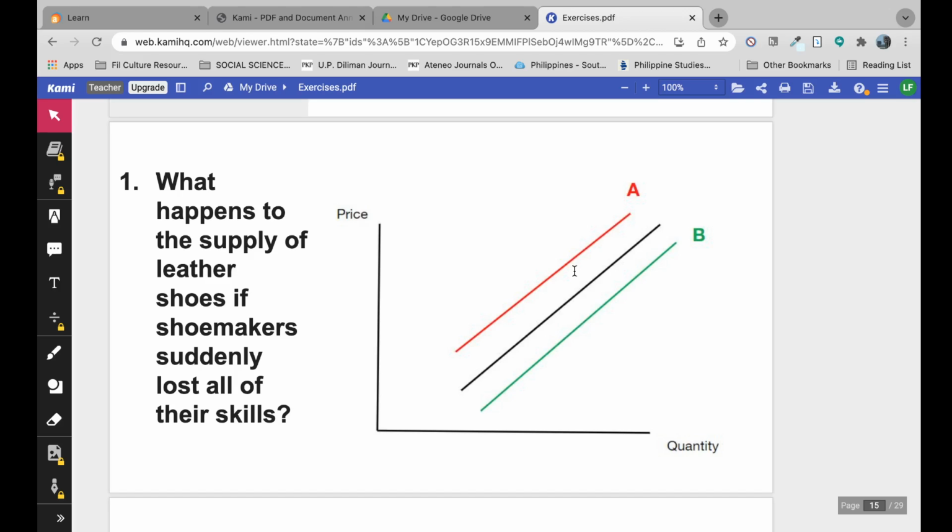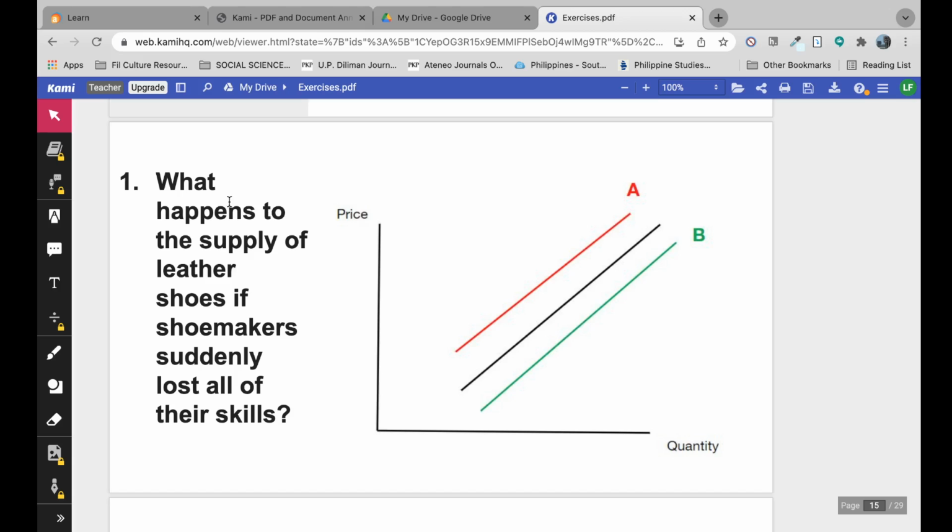Okay, figure out what would best illustrate the shift that happens to leather shoes if shoemakers suddenly lost all of their skills. Would it go to supply curve A or would it go to supply curve B? Start thinking for your answers, and I'm gonna give you 10 seconds to do so. And after that, we're gonna discuss the item. Okay, so pause the video. 5, 4, 3, 2, 1.